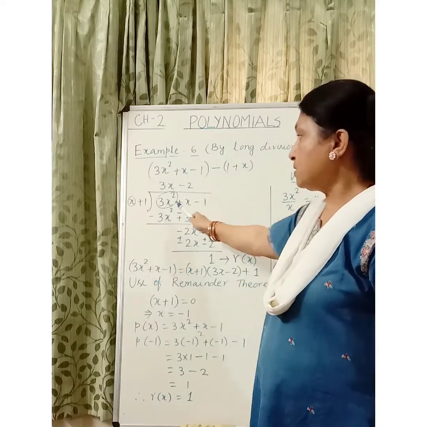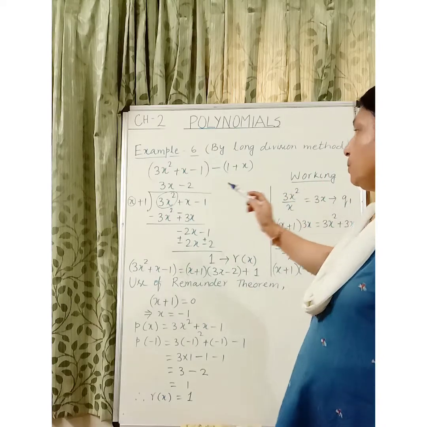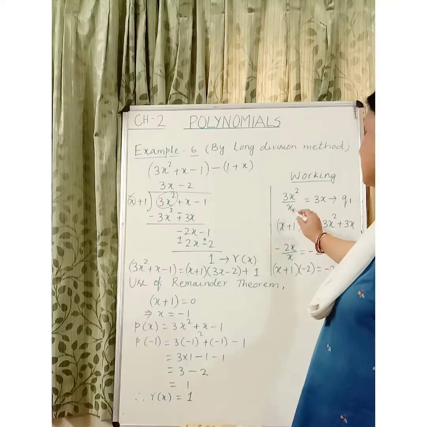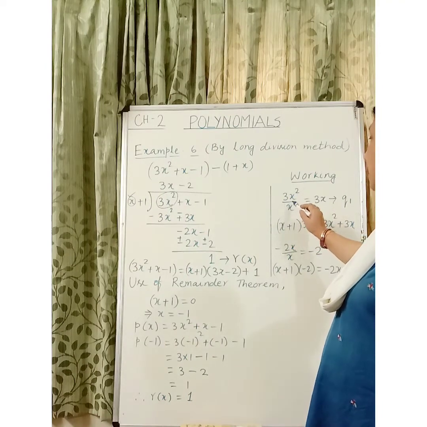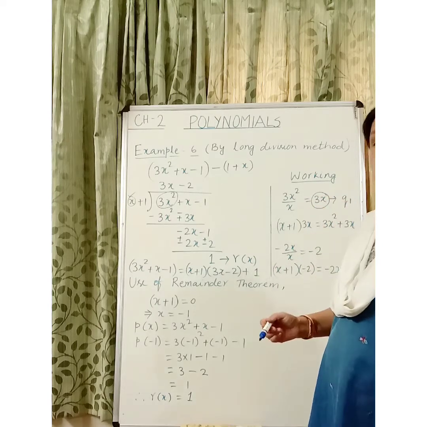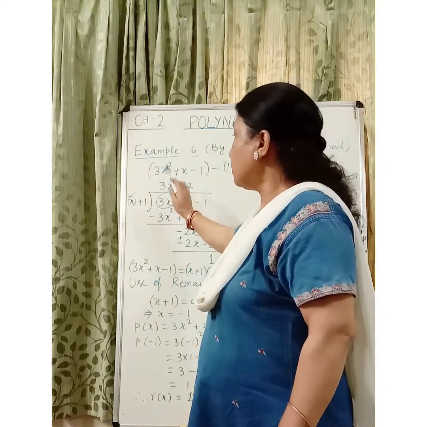So what is the first term of the dividend polynomial? That is 3x square. What is the first term of the divisor polynomial? That is x. So 3x square divided by x is 3x. So this 3x is the first term in the quotient. So we'll be writing 3x for the quotient.